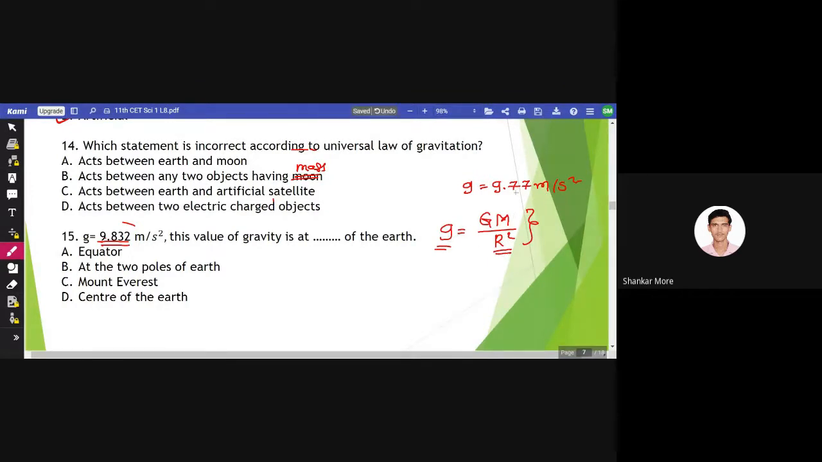will increase, and you can apparently see it was 9.77 and it has become 9.832. That means it has increased. So the answer should be what? ये वैल्यू कहां पे होनी चाहिए फिर, at the equator और at the poles? It should be at the poles. अभी भी किसी को कोई डाउट है?